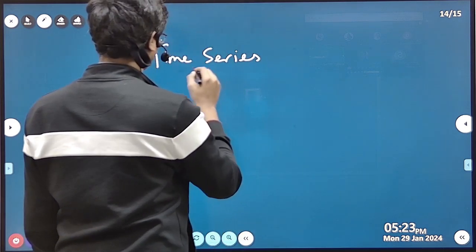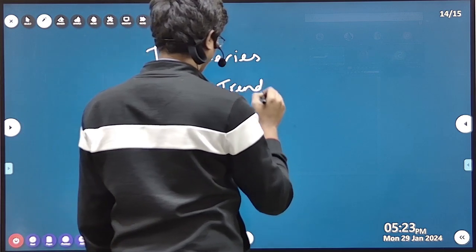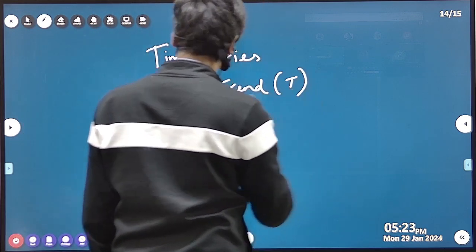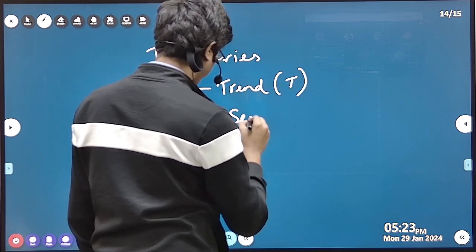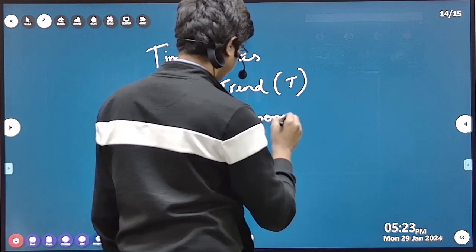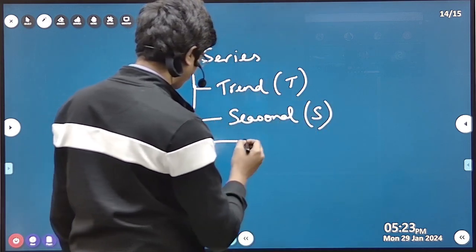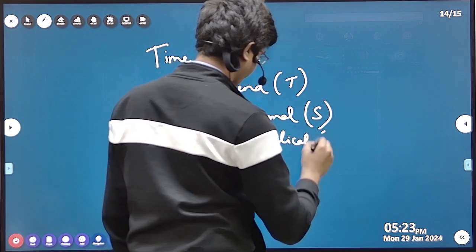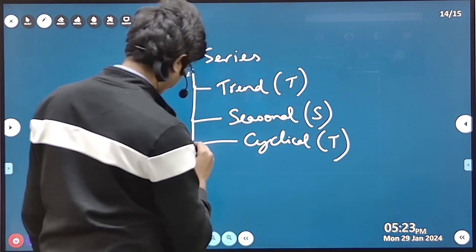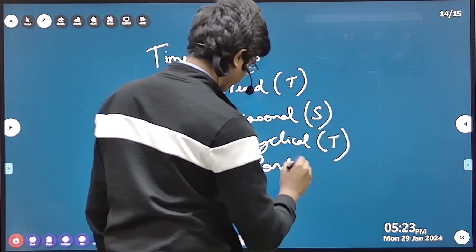Time series consists of 4 components. One is a trend, which we were talking about. Second component is your seasonal. Third component is your cyclical. And fourth component is random. Right.